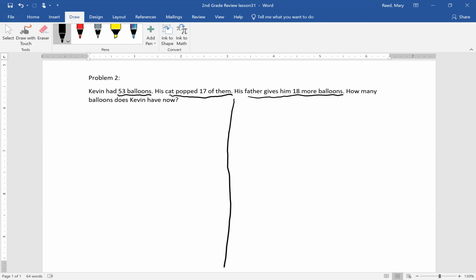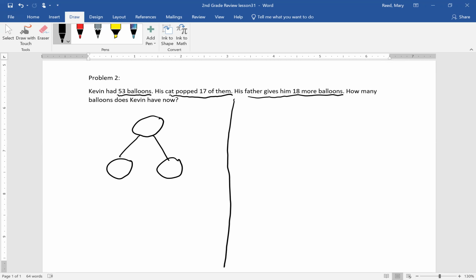So Kevin had 53 balloons, and his cat popped 17 of them. Are you wondering anything right now? I'm wondering, after his cat popped those balloons, how many does he have left? It's always good to think of the problem. What am I wondering right now? Okay, so if we think about that, he has a total number of balloons, his cat popped some, and he has some left. This is a classic part whole. So remember, for part whole, we can use a number bond where we have our two parts to make our whole.